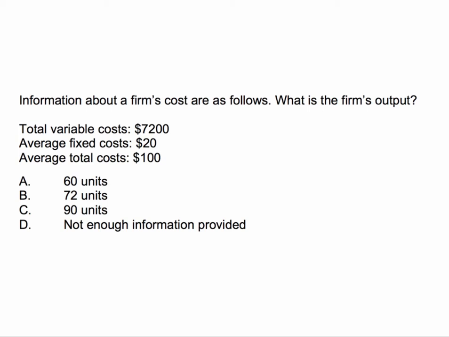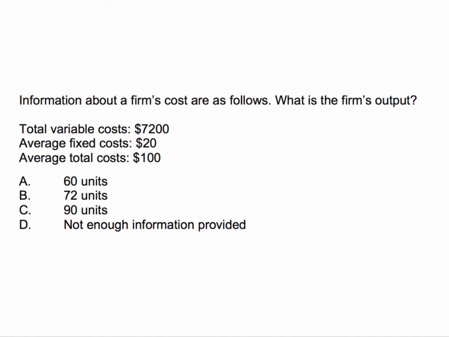We're given information on total variable cost, average fixed cost, and average total cost. The question is, what is the firm's output? Here's your chance to have a go at the question. Press that pause button on the video. Have a go, and then let's check the answers together.